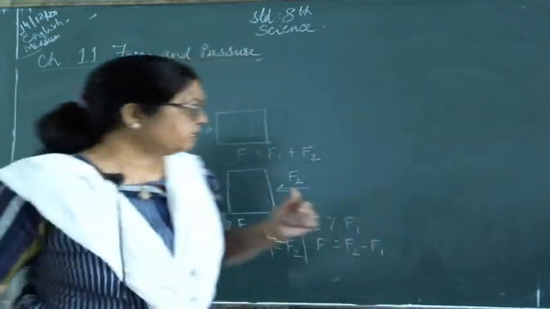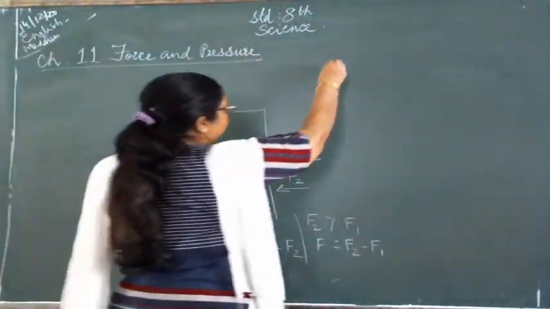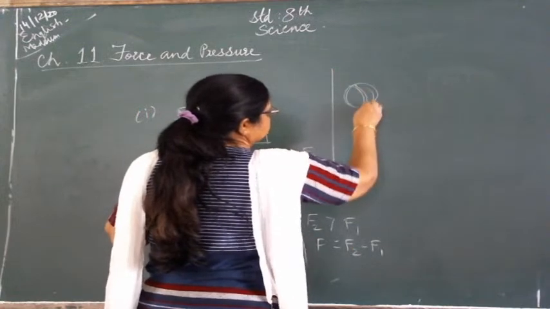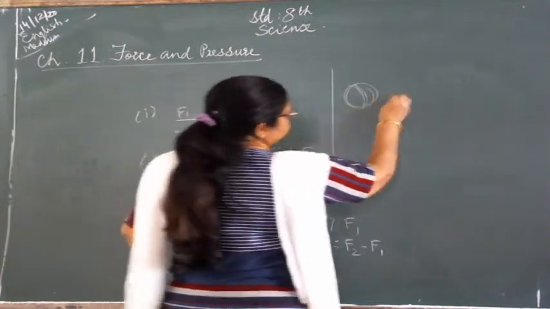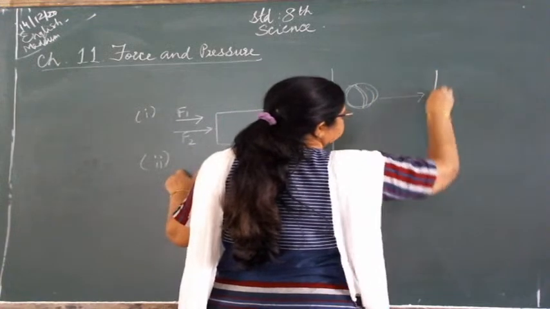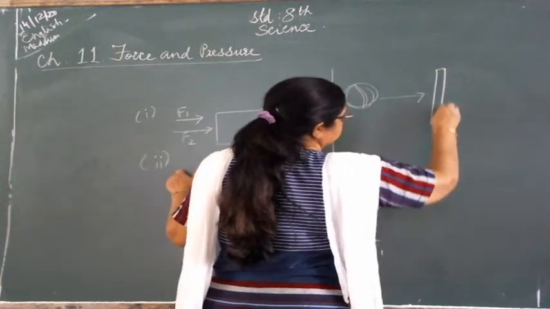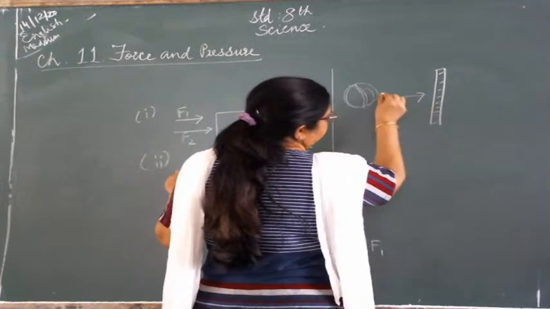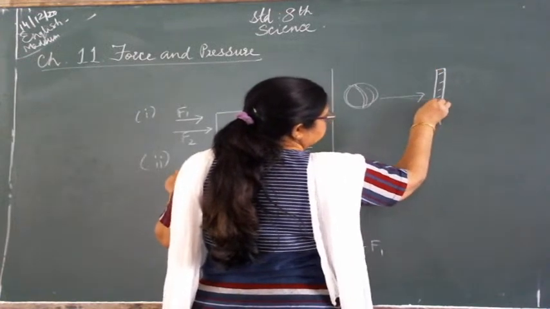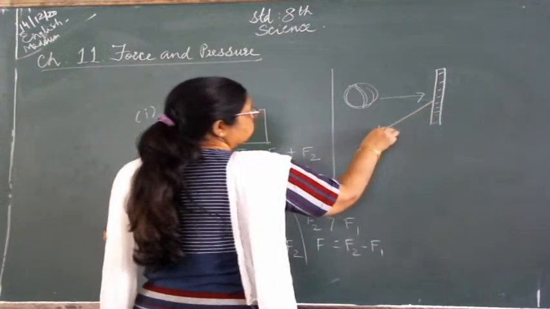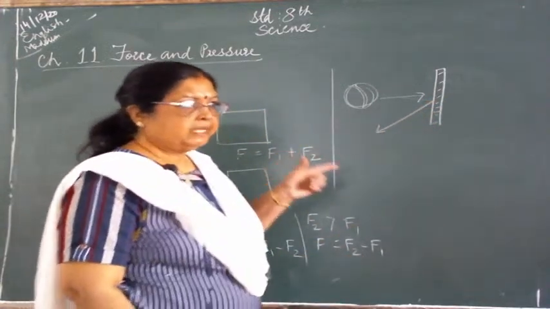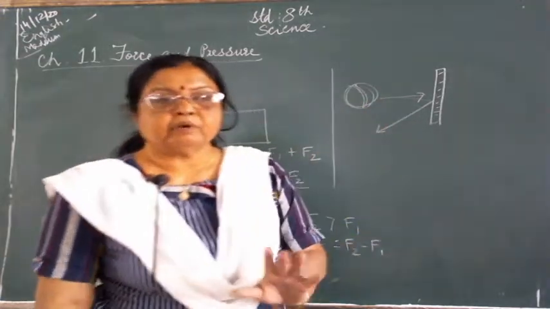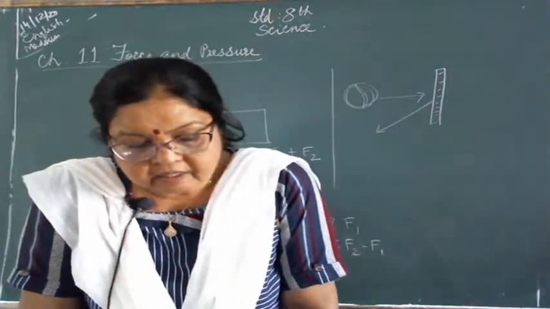So what happens actually? The ball is moving, and if you put a scale, this is my scale, the ball hits here and then it goes in another direction. So the speed is changed, the direction is changed. That is what that 11.4 says.